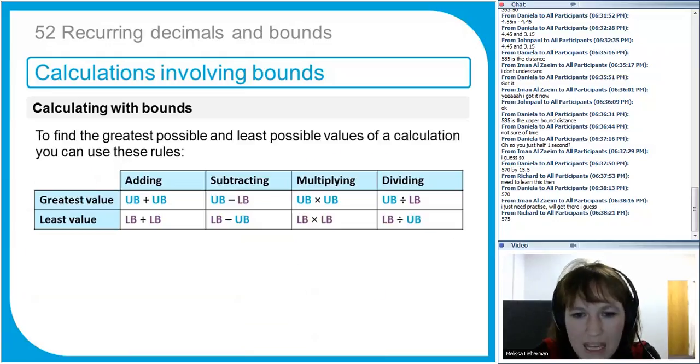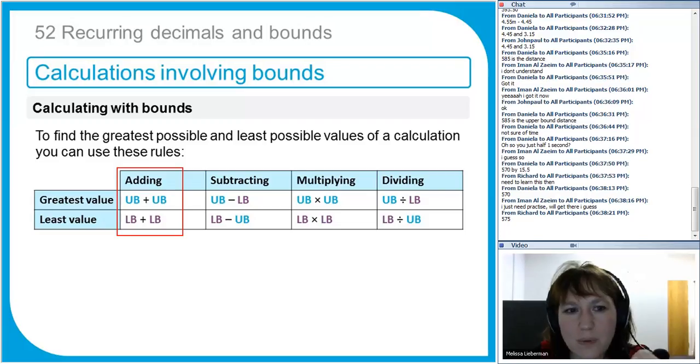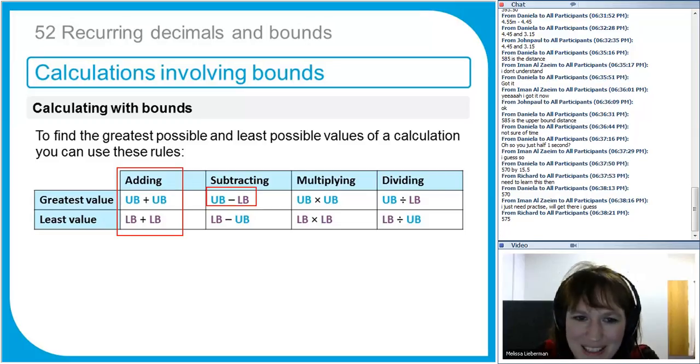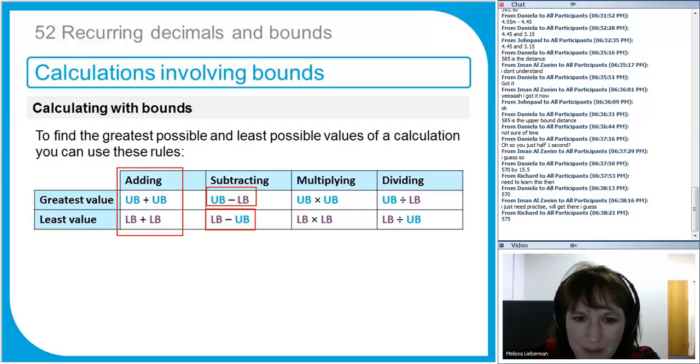Now, here is a summary of what we need to do. Now, when we're adding, it's quite straightforward. You get the biggest possible value by just adding the upper bounds of the 2 measurements that we're given. The least value, we just take the lower 2 values of the measurements that we've been given. That's adding, that's quite easy. If you're subtracting and you want to find the greatest value, you'll need to do the upper bound, subtract the lower bound. And if you want to find the least value, you need to do the lower bound of the first measurement, take away the upper bound of the second measurement.